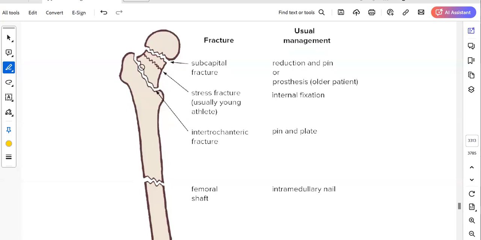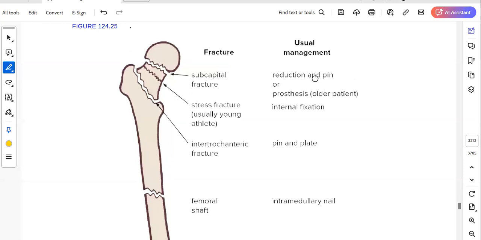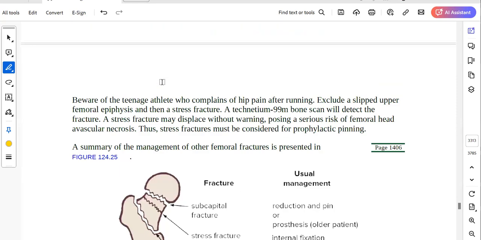This is intertrochanteric fracture, as you see. That's the stress fracture, especially in young athletes. And capitus means head. Below the head, the fracture is subcapital fracture. So these are the main fractures of the neck of the femur. And if you look over here, the usual management is either you do the reduction and put a pin in, or an older patient might need a hip replacement in this case.